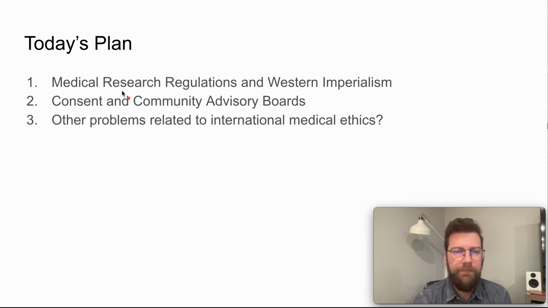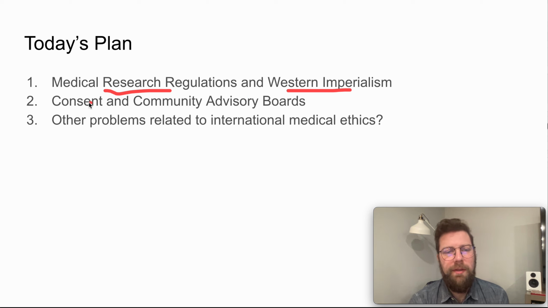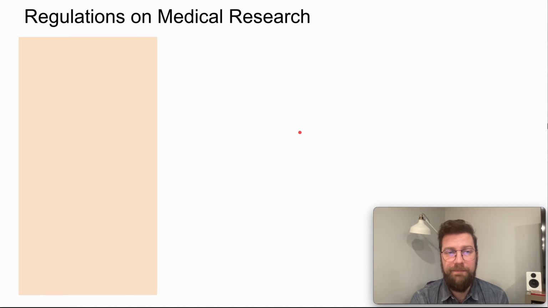So here's the plan. We'll talk about medical research regulations and the concept of Western imperialism. We'll think about consent as it applies to international medical research, and we'll learn about the idea of community advisory boards as a possible practical solution. And then we'll finish up by thinking about other problems related to international medical ethics. So let's think about regulations on medical research.